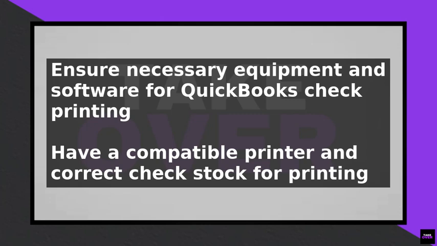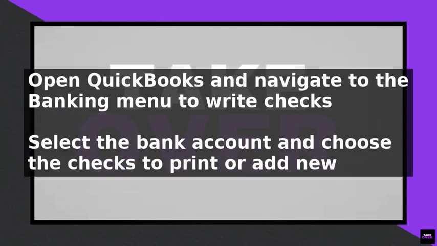Open QuickBooks and navigate to the banking menu. Then select Write Checks. Choose the bank account you want to use and click on the Items tab to select the checks you want to print. You can also add new checks by clicking on the Add New Check button.